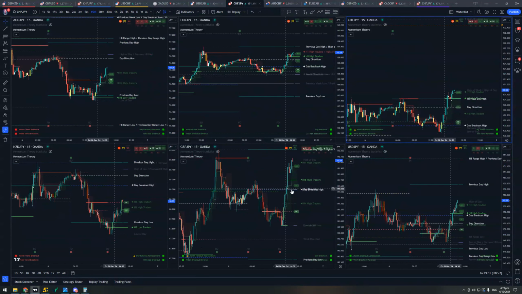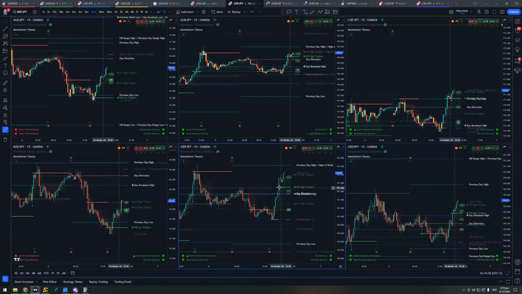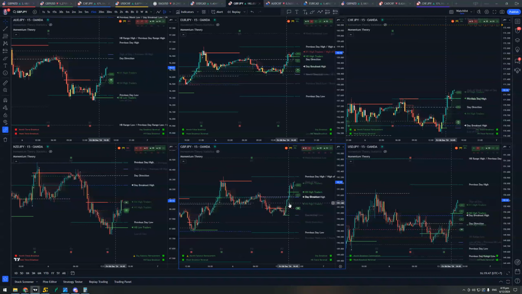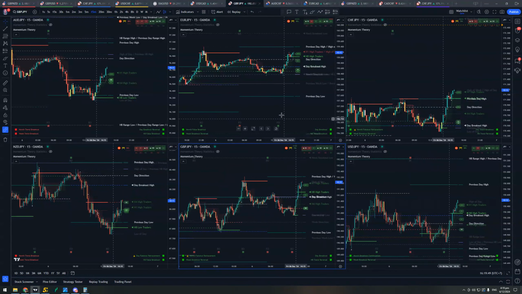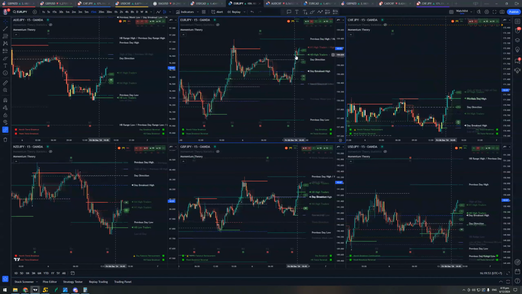GJ flipped that breakout level, got above the H8, got above the H8 high. So this would have been a good one, but I don't like the structure as much. I like Swiss JPY a lot better because it broke out of the previous day high. So yeah, I didn't take that one. EJ, same sort of thing. I don't really like to take breakouts unless we're at the previous day high.